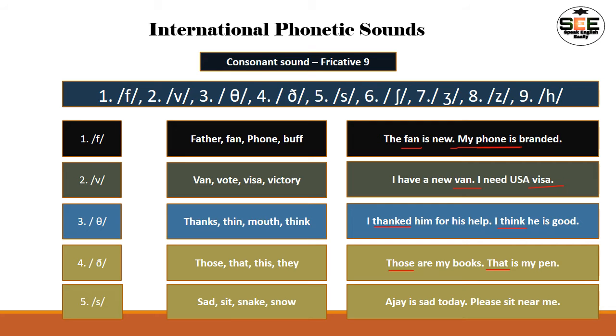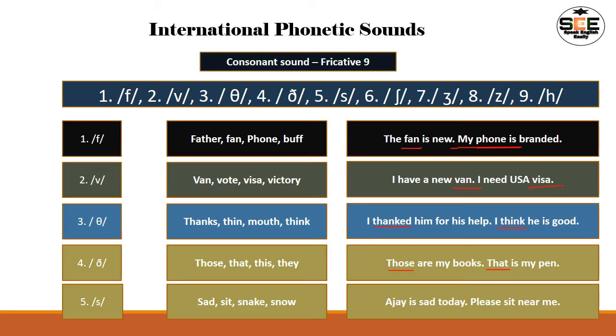Please come to this next sound. It is symbolized as /s/, and it is number 5 in fricatives. It produces the sound sa, sa, sa. Here are some words we can see: sad, sit, snake, snack, snow. If we see some sentences, it will be crystal clear for us.